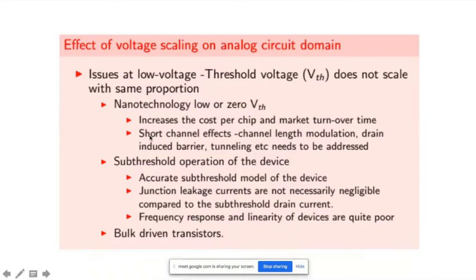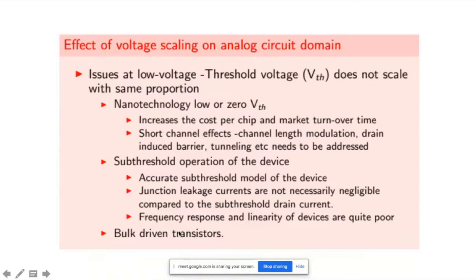Then you have to address challenges such as short channel effects, channel length modulation, drain induced barrier lowering, tunneling, etc. Those effects need to be addressed and modeled very accurately. Another solution is subthreshold operation of the device. That means you operate whatever MOSFET or device you are using in the subthreshold region, below VTH. Then the question comes: you require an accurate model of the subthreshold operation of the device. Also, the junction leakage currents, which are very small, become comparable because you are already dealing with small currents. Then there is the frequency response of the subthreshold device, and the linearity of the device, which is going to be very poor. Now one option we can always explore is a bulk driven transistor.